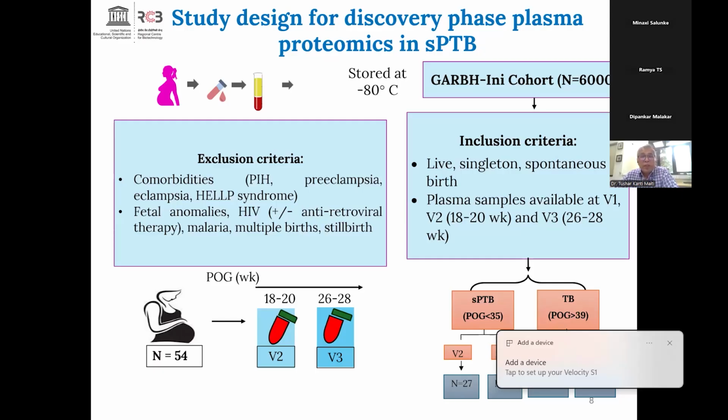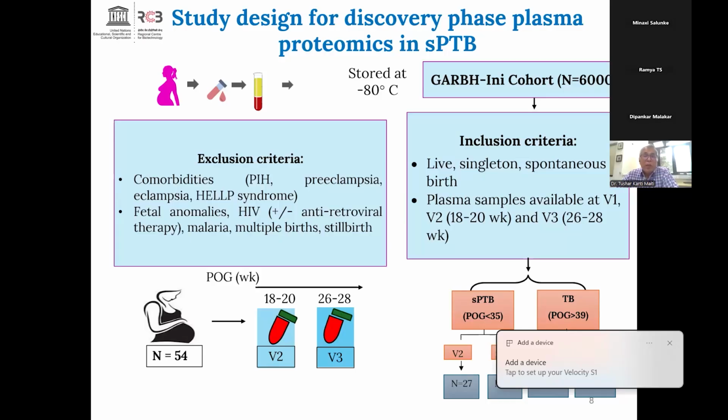So we established this cohort in 2015, and the sample collection continued and is still continuing. In this cohort, we have so far collected approximately 12,000 mothers' samples, and different types of biospecimens like saliva, placenta, blood, and cord blood, and a large number of clinical parameters, ultrasounds, and images. These are all collected serially in these cohorts.